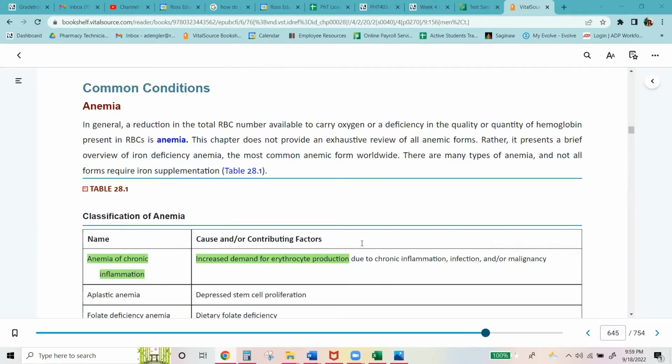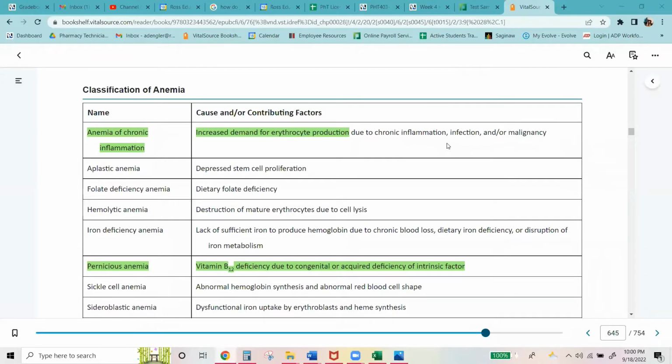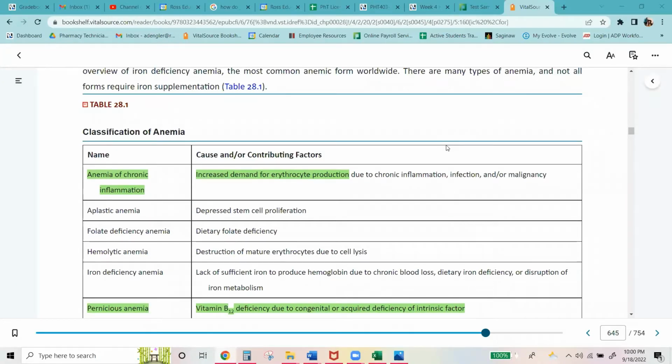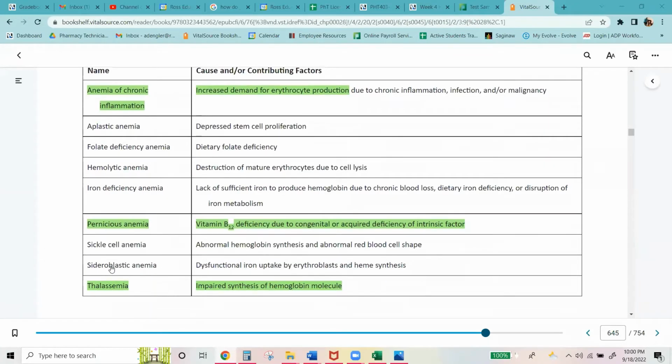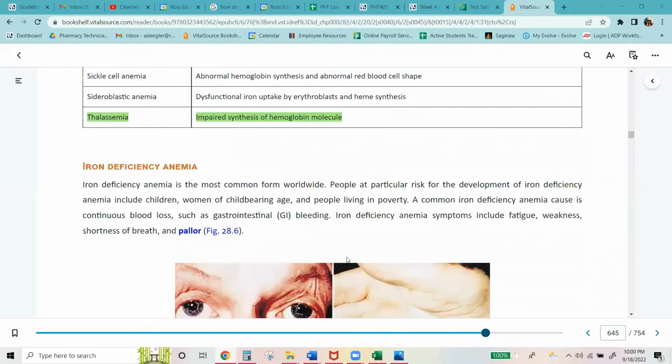Anemia. So anemia is a reduction in the total red blood cell number available to carry oxygen, or a deficiency in the quality or quantity of hemoglobin present in red blood cells. Table 28.1 lists the classifications of anemia. Anemia of chronic inflammation is increased demand for erythrocyte production. Pernicious anemia is vitamin B12 deficiency due to congenital or acquired deficiency of intrinsic factor. And here are all the other different types of anemia and their causes and or contributing factors.